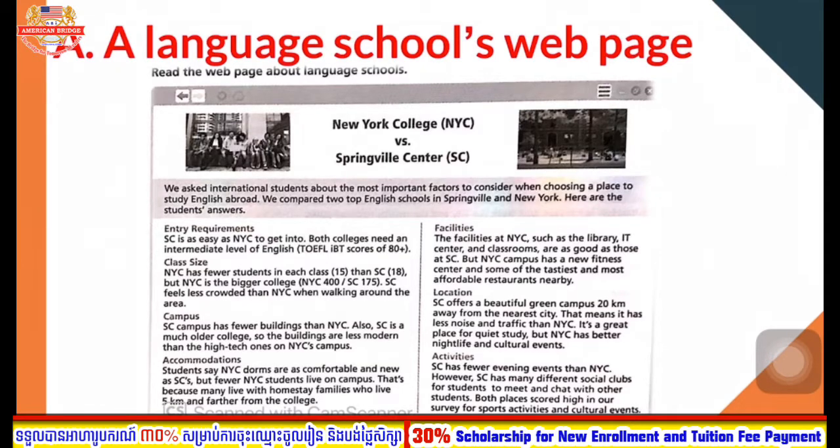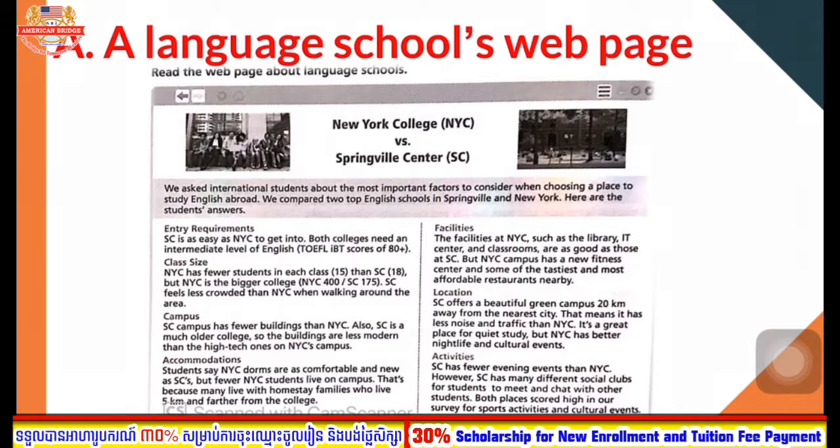So location. This is used to describe the location of the school, from where to somewhere else, and to talk about traffic as well. The last is talking about the activities. So what activities do they use to describe their school?